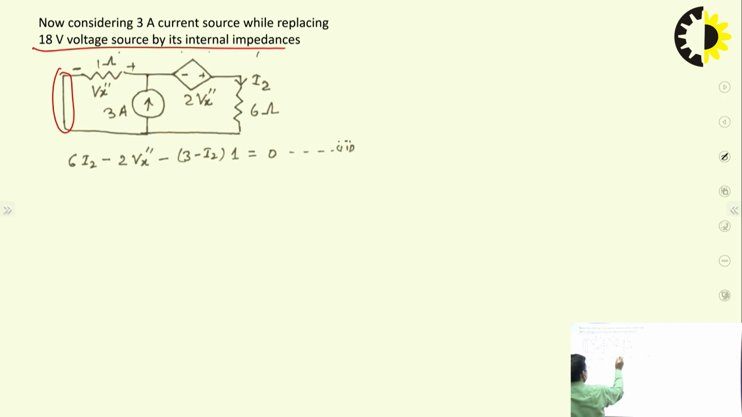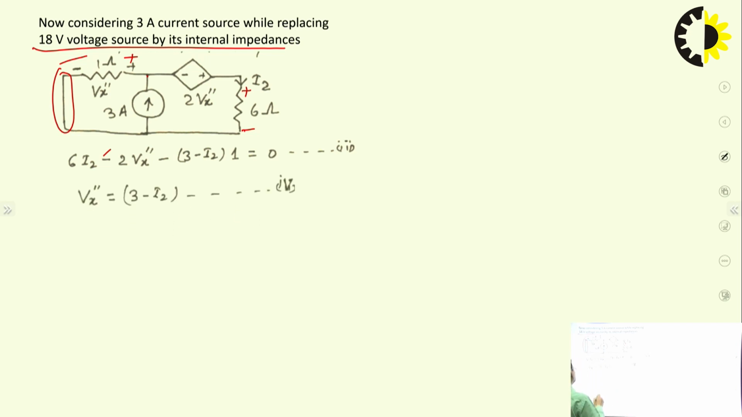So 6 I2, starting from here, here is minus, here is plus. So minus to plus, 6 I2; plus to minus, so minus 2 Vx dash. Then here the current is flowing from this side to this side, so 3 minus I2 current is supporting the polarity of the voltage. So the voltage polarity of Vx double dash is plus, minus, and this equals 0. Again, two equations, two unknowns, and we need one more equation.